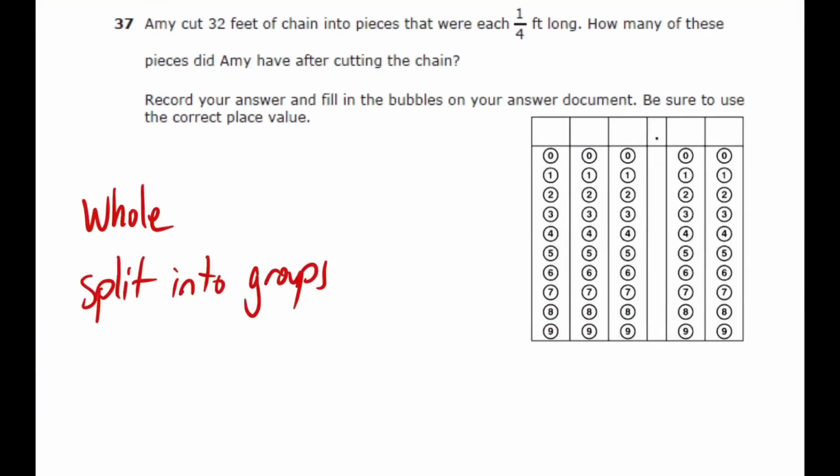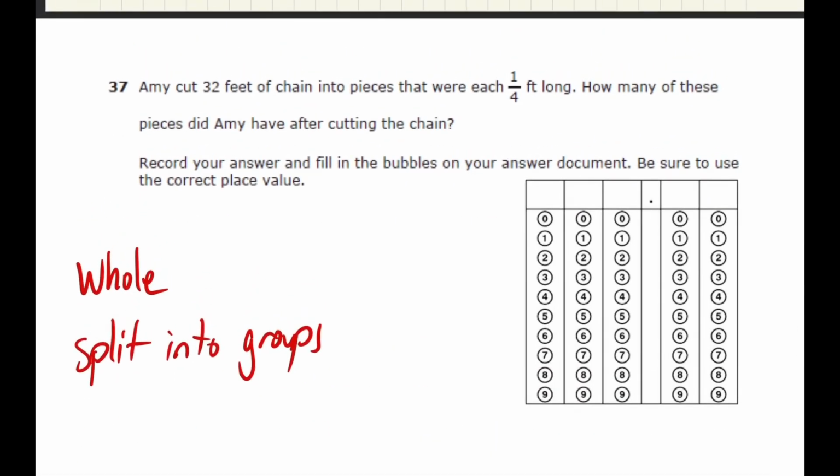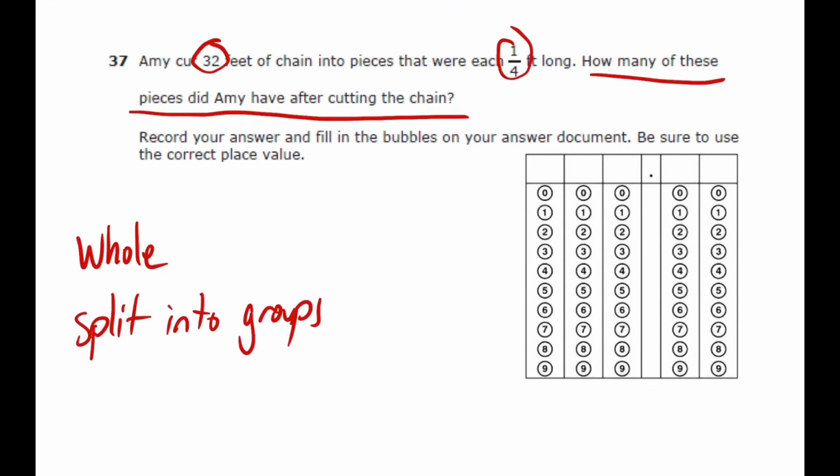Amy cut 32 feet of chain into pieces that were 1/4 of a foot long. How many of these pieces did Amy have after cutting the chain? Well, we talk about this over and over again. With division, I have some whole amount, and I'm splitting it into groups. My whole amount in this case is 32 feet, splitting that into 1/4.